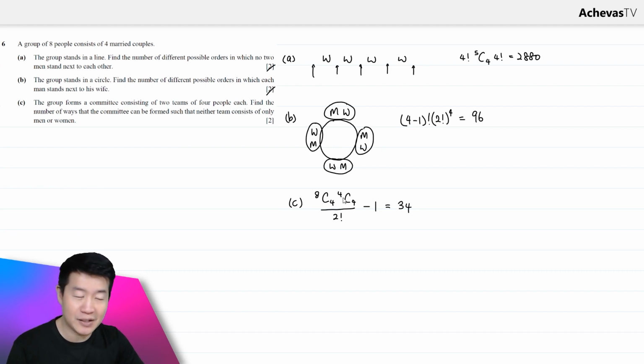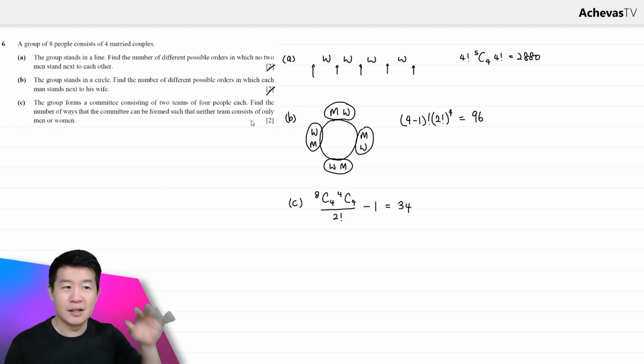Out of the next 4 people, we will choose 4 for the second team. But in this question, there is no first team or second team. The 2 teams are basically identical. So I divide it by 2 factorial. And I'm going to minus away the number of ways such that the teams consist of only men or women.